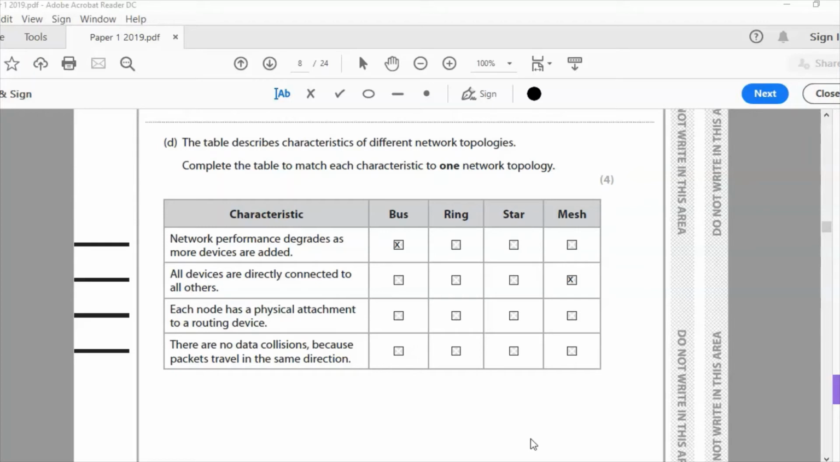Next characteristic, each node has a physical attachment to a routing device.